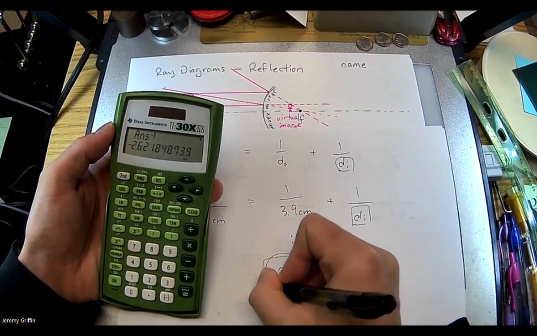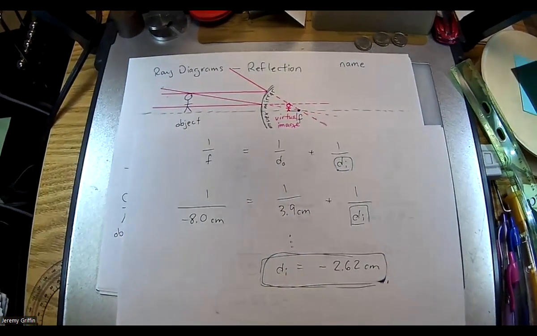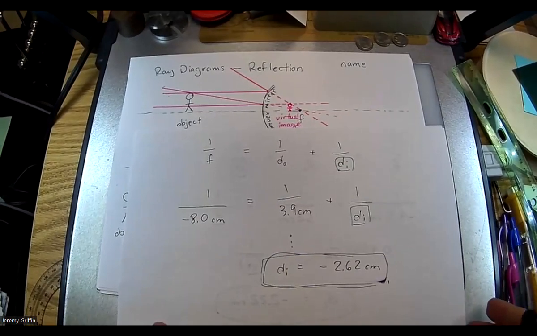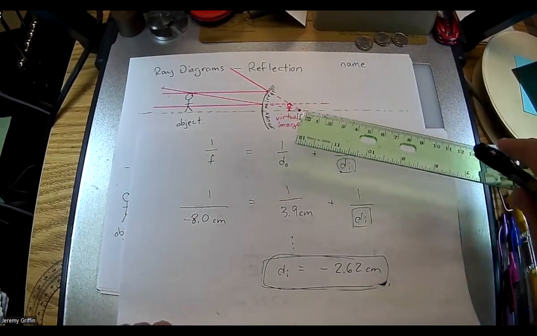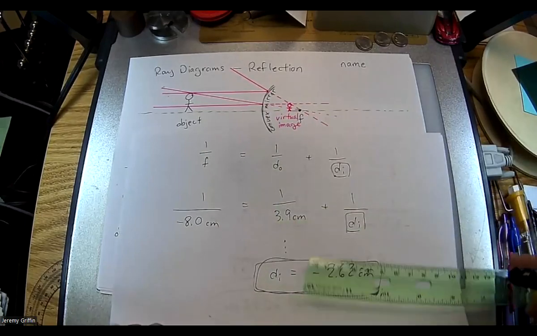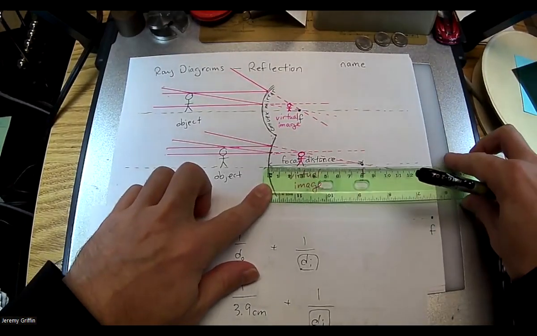Probably a bit too much precision. So maybe about negative 2.6 centimeters, negative 2.5 centimeters, somewhere. Okay. So let's see, where did my image show up according to my ray diagram? I hope it's at the same location. Let's see how close that is.